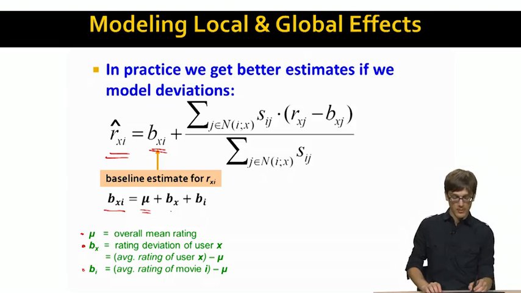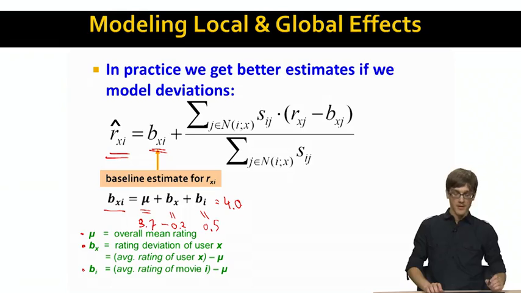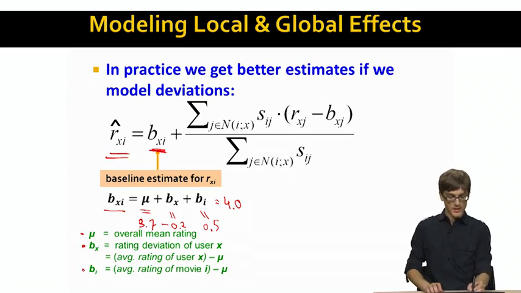In our previous case, the bias of user X was minus 0.2 because our user Joe was very critical. And The Sixth Sense was a good movie, so the bias of that movie was 0.5. The overall rating was 3.7. So our baseline recommendation for Joe at that point in time was 4.0. And of course, this is just our baseline recommendation.